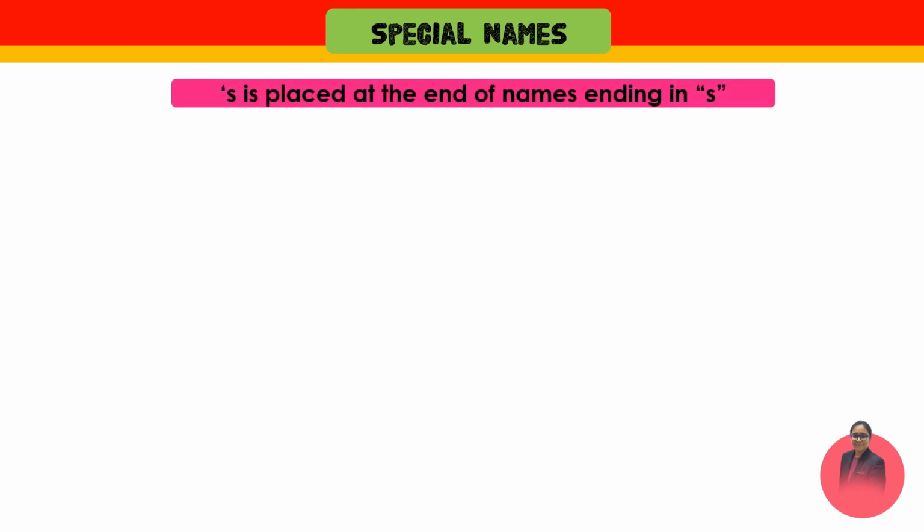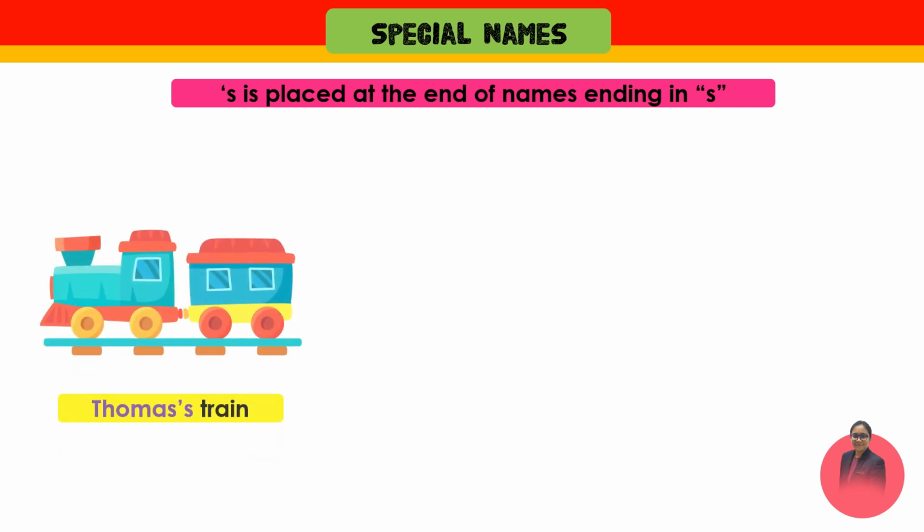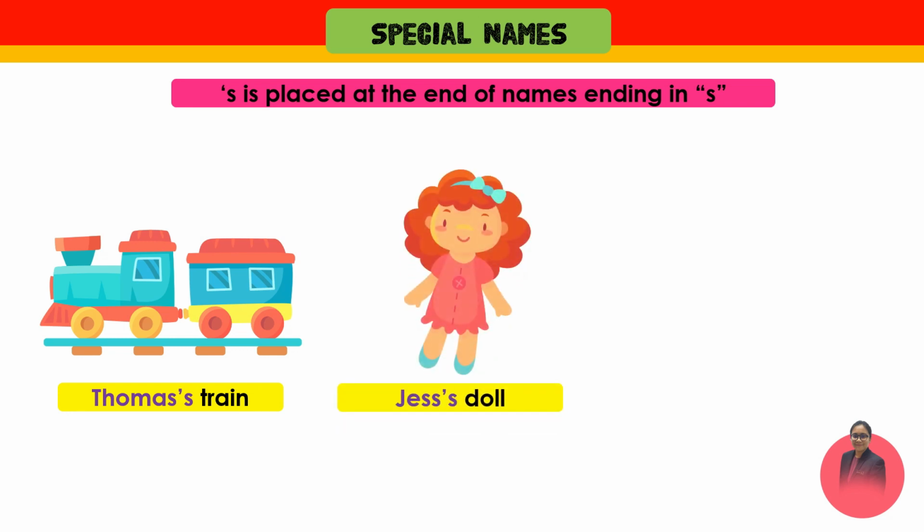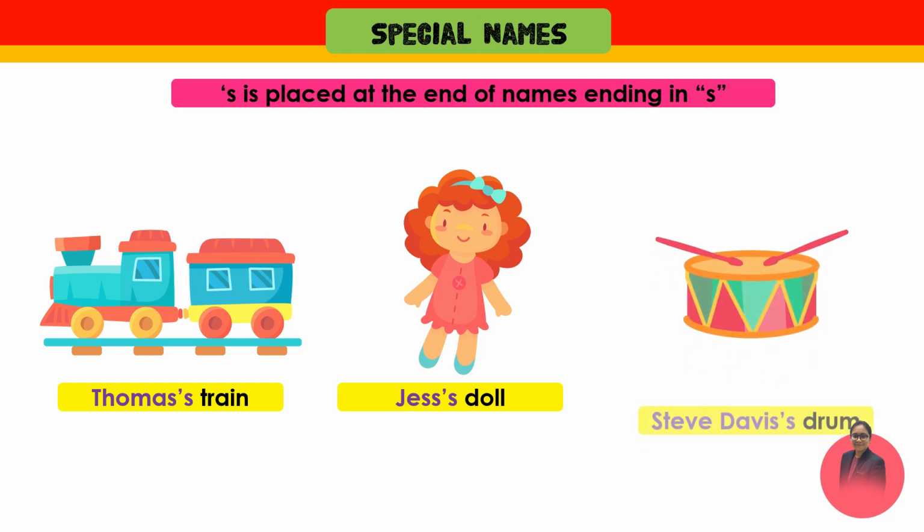There are various uses for the possessive apostrophe S. For example, it is also used in special names. How do we use it? The apostrophe S is placed at the end of names ending in the letter S. For example, Thomas's train, Jess's doll, Steve Davis's drum.